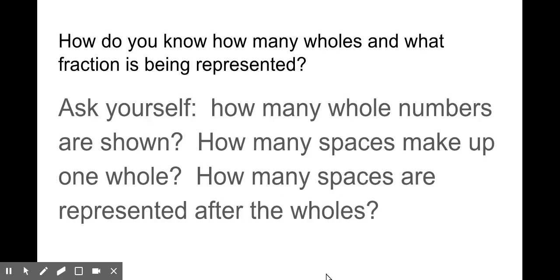So how do you know how many wholes and how do you know what fraction is being represented? First of all, you have to ask yourself on the number line, how many whole numbers are shown? And then you have to ask yourself, how many spaces make up one whole? And then you ask yourself, how many spaces are represented after the wholes? And I'm going to show you some examples of this.